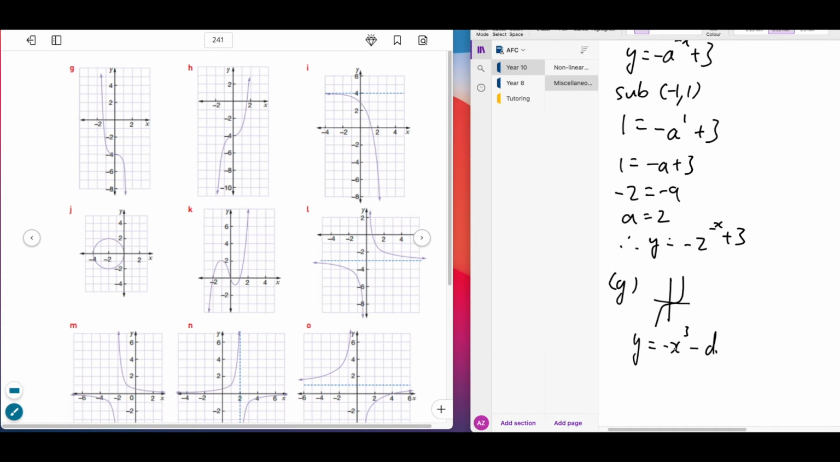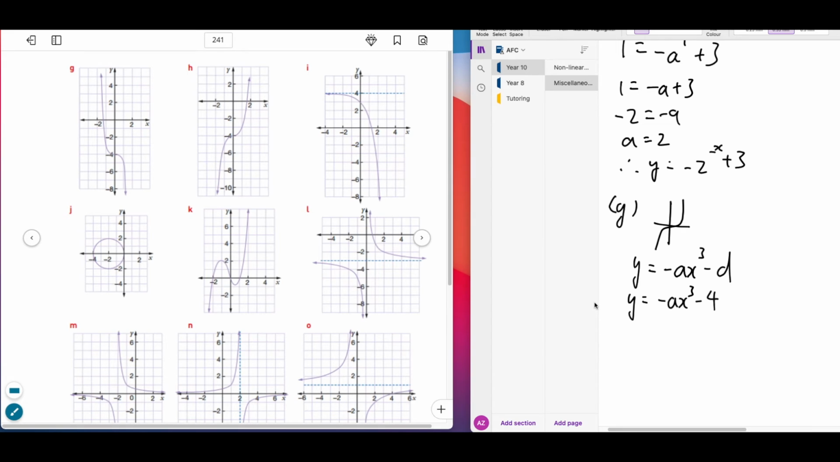Actually, I'm gonna restart this question, because for cubic curves, remember you also need to have the a. So it's actually minus a x cubed minus d, right? Now, how many units is the graph shifted down by? It's shifted down by 4 units. So we can write this as y is equal to minus a x cubed minus 4. Right, and the next step we need to do is find out what the a is.